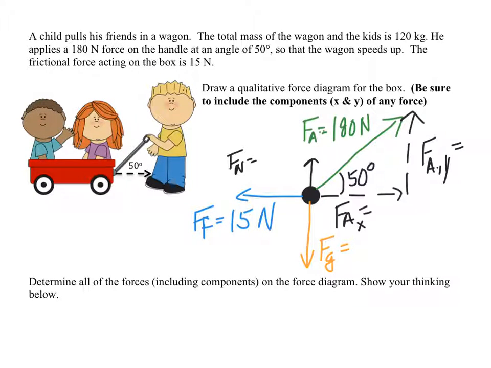So now drawing in our force diagram here. Again, we have the applied force acting up and to the right. We have the x component of the applied force and the y component of the applied force here. Friction, normal force acting upward, and the force of gravity acting downward. Again, I'm going to work through this problem on the next page.